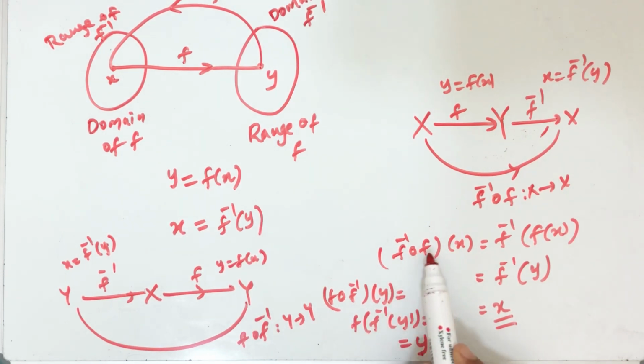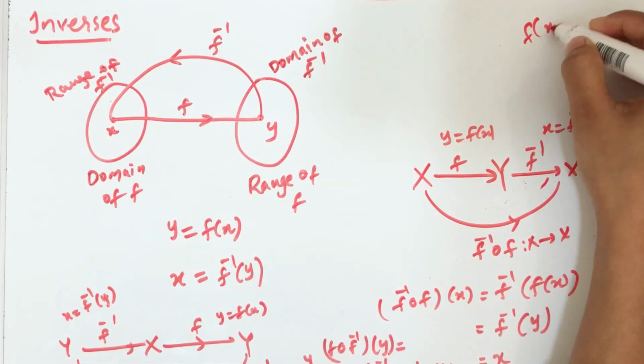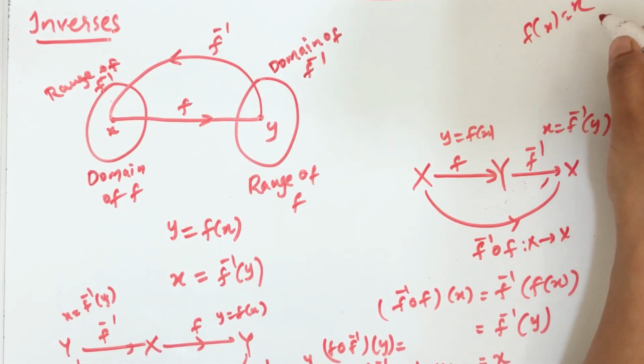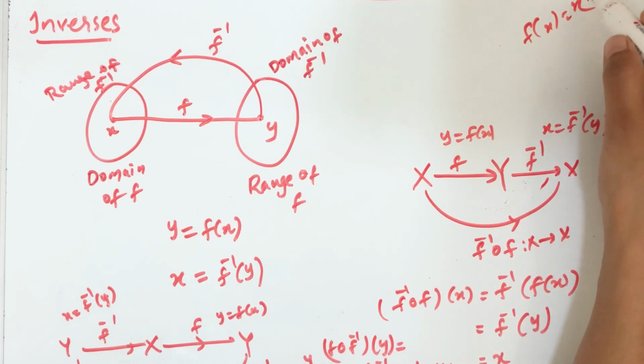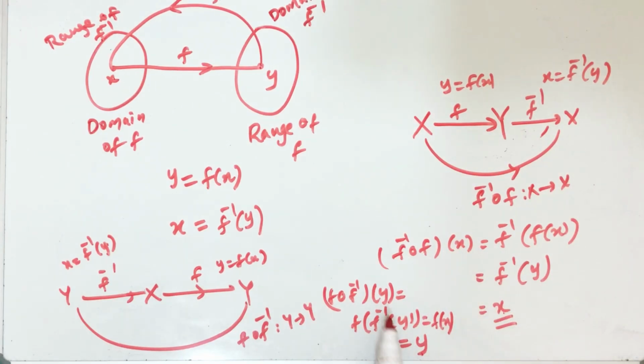Here f inverse composite f of x is equal to x. Here see, the function of x is equal to x itself. Here see, the function of y equal to y itself. This is called an identity function. That is f of x equal to x is called an identity function. X maps to x itself, and here y maps to y itself. So the composite of a function and its inverse is always the identity function.